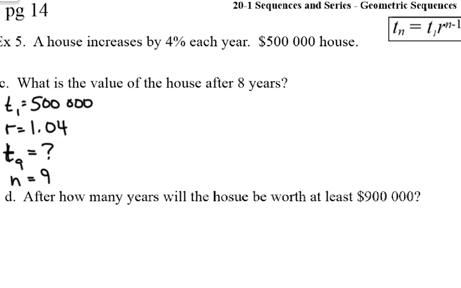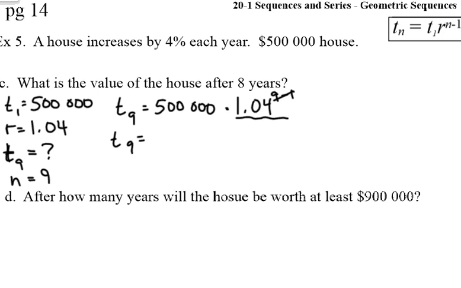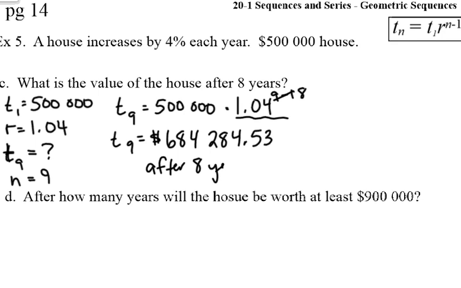So now if I calculate, well, what's the value at term 9? Well, it's going to be T1, 500,000, times 1.04 to the 9 minus 1. And that works out, do the exponent of 1.04 to the exponent 8 multiplied by 500,000. Term 9 is $684,284.53 after 8 years.